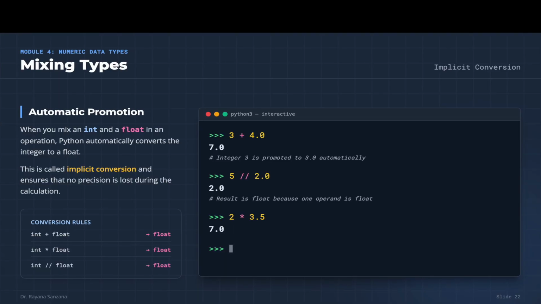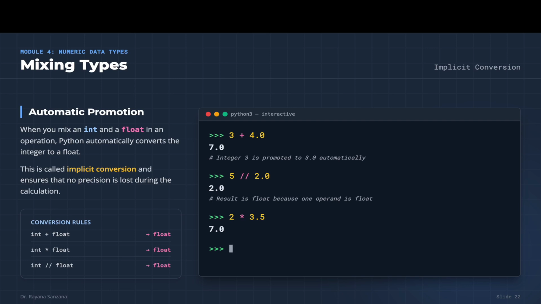Here is where things get interesting. What happens if you add an integer to a float? Python performs implicit conversion, or automatic promotion. It sees that one number, 4.0, is a float, so it upgrades the integer 3 to a float, 3.0, before doing the math. So the result of 3 plus 4.0 is 7.0, not 7. The type infects the result.